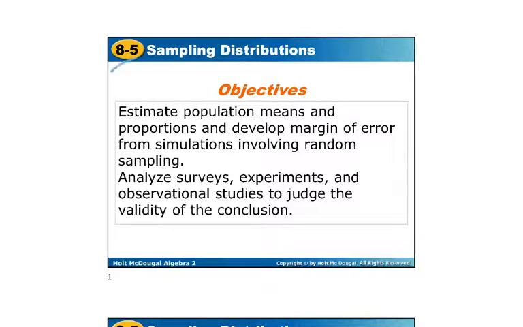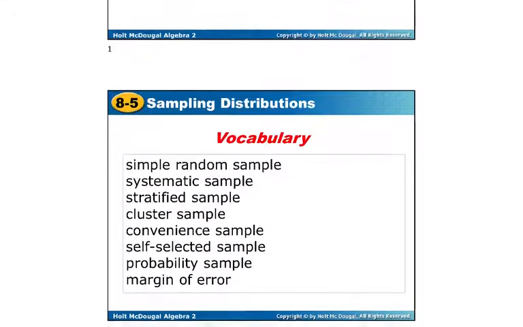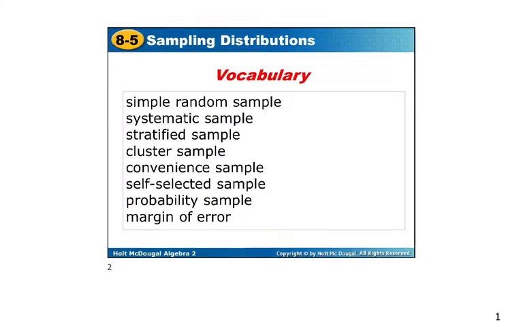Alright, so here we are with the 8-5 sampling distributions notes. So our objectives are to estimate population means and proportions and develop a margin of error from simulations involving random sampling. Lots of words, but anyway. And then we're going to analyze surveys, experiments, and observational studies to judge the validity of your conclusion. So you've got lots of vocabulary that we are going to be defining today, so those will all come up. Alright, in fact, right now.